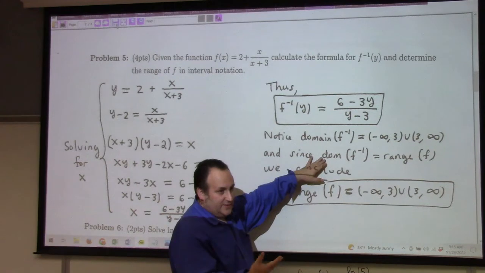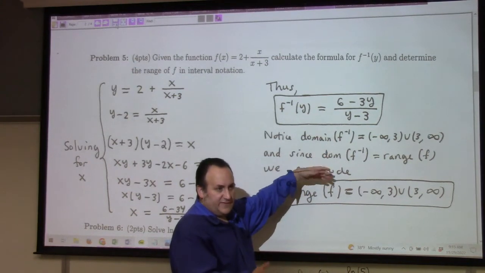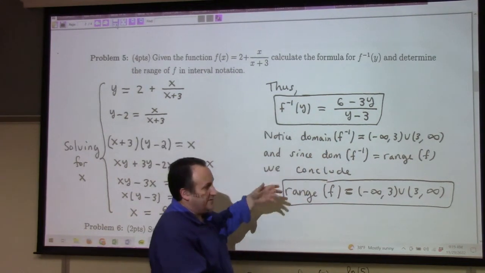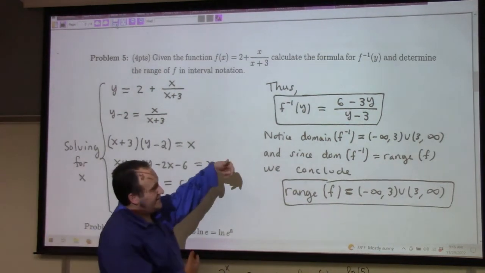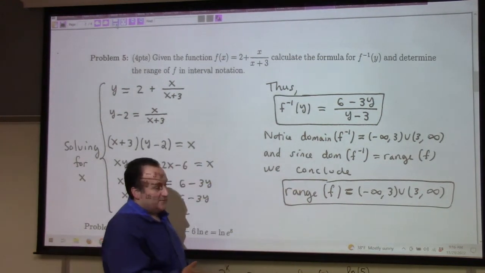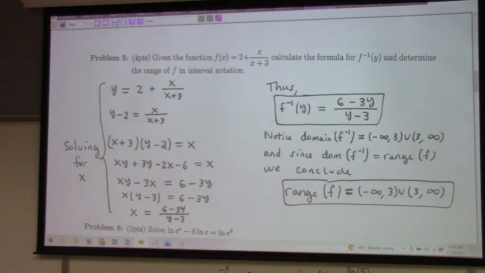And that's really neat because otherwise, how did we find range before? Pretty much we only had one recourse, which was to graph it. We graphed it, we looked at it, and the possible y values which are attained is the range. Well here, we don't have to do that. From the formula I can see that the range is this. So the range of the function is the domain of the inverse. Any questions about this one?